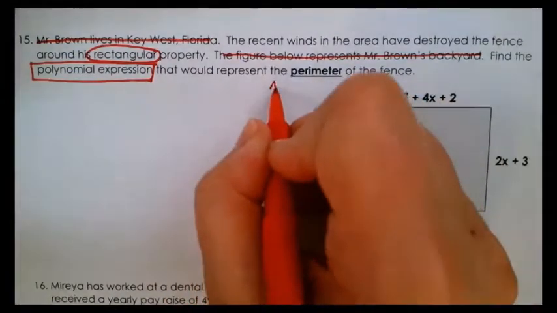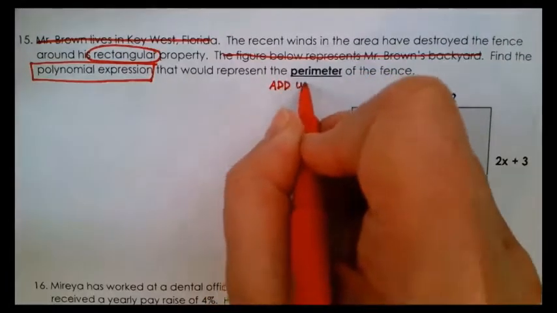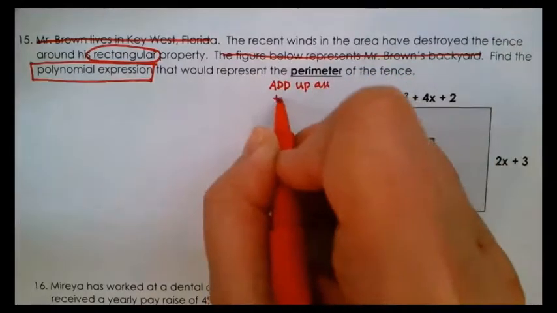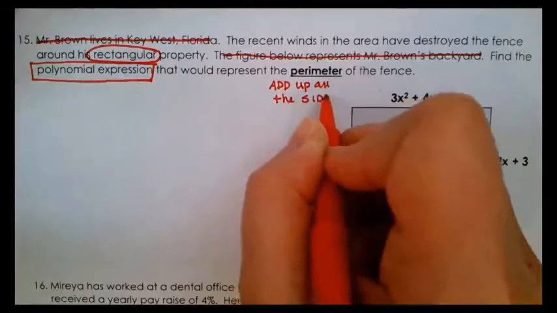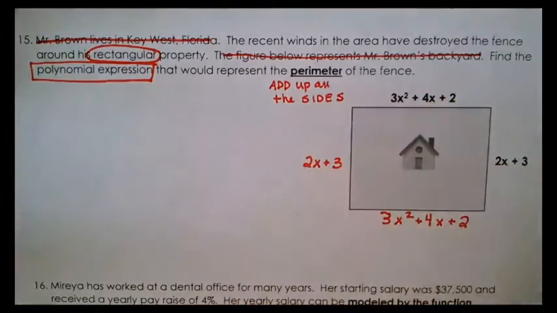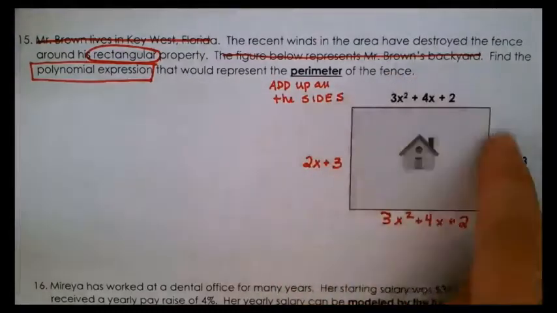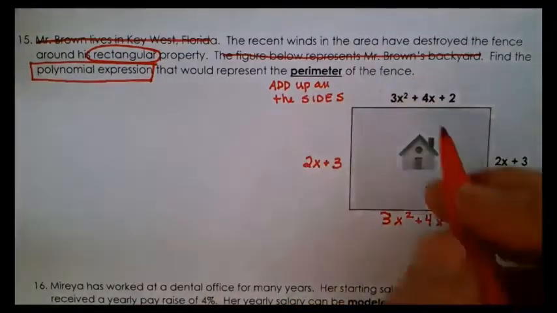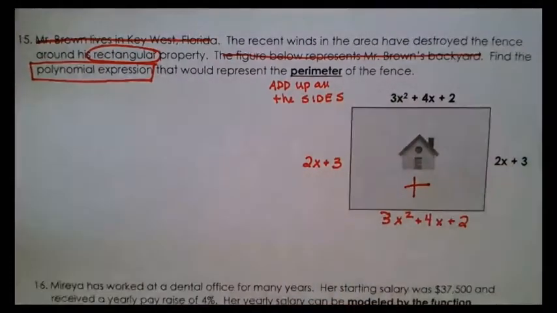Perimeter is when you add up all the sides. It could be a triangle, it could be a square, but perimeter means add up all the sides that make your shape. So in this case, we have 4 sides. We have to add them all together. So let's start writing out all the things that we're going to be adding together, okay?